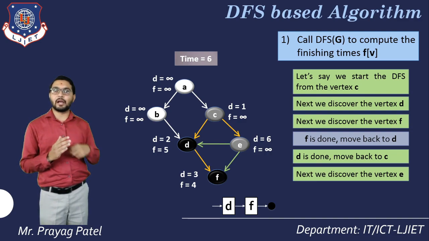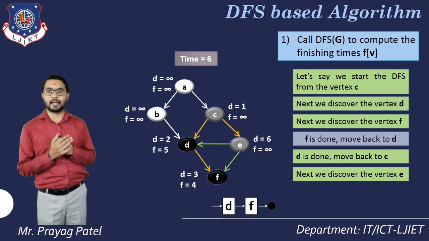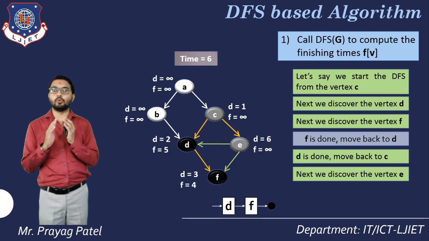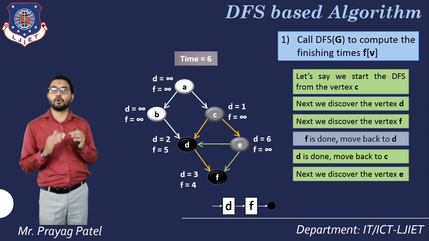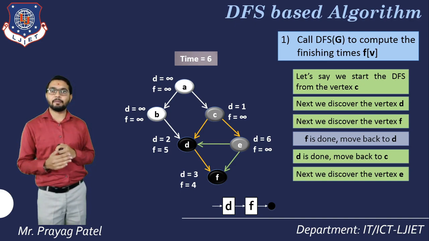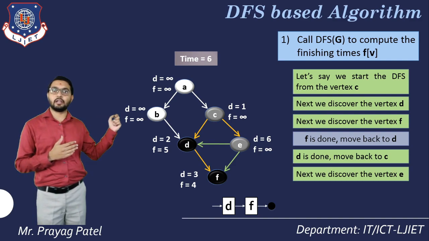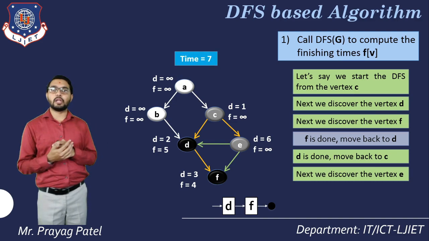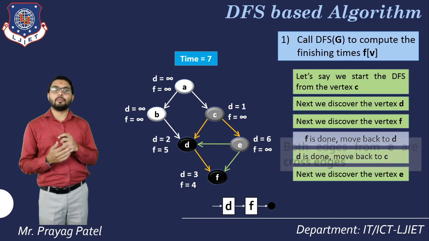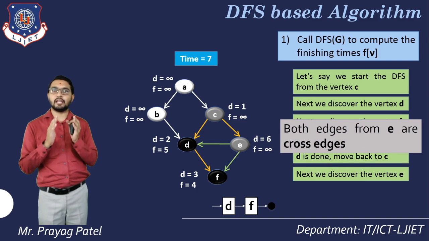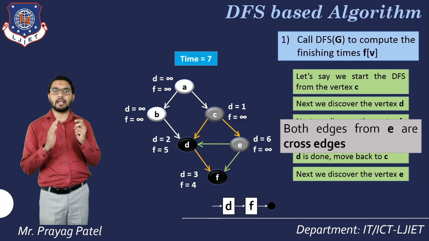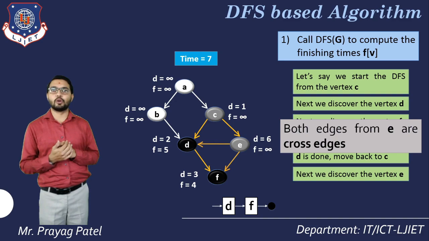Now from E, is any path possible? Here two edges are there, but a path is not possible because E to D and E to F, both nodes D and F, are already covered. So consider both colors equal to black. So these two edges, E to F and E to D, are considered cross edges in this. Here consider E to D and E to F as cross edges. Now at the node E, all the possibilities are done, which means the process for the node E is done.